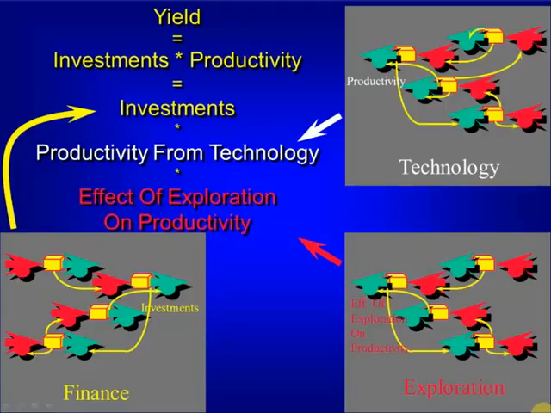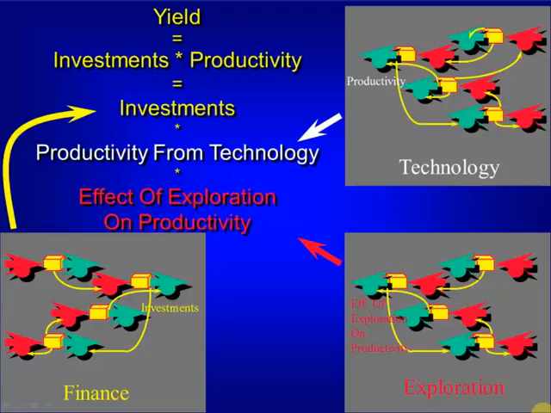So that's the idea here, that the productivity from technology comes in and is modified by the effect of exploration. If you have drained the reserve, then you can invest in technology, invest in technology, invest in technology, and you will find no more because there is nothing more to be found. Right? So that's how the two are interacting.